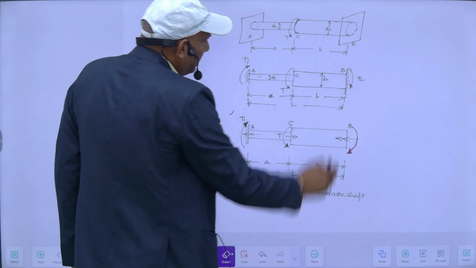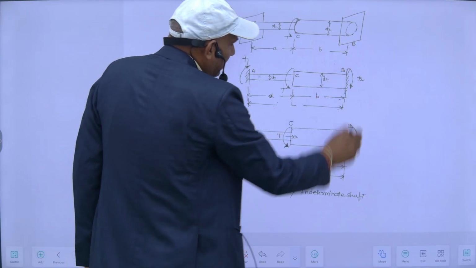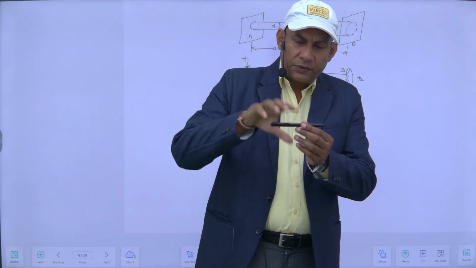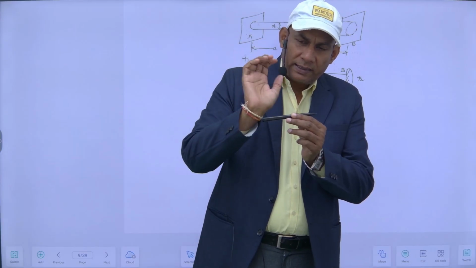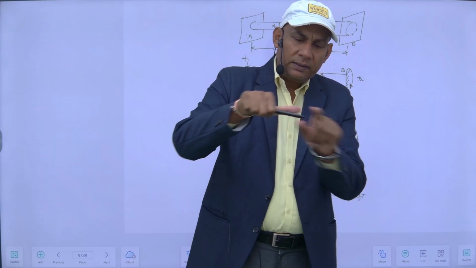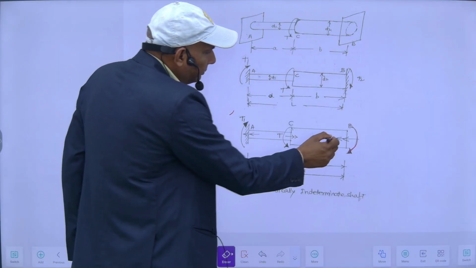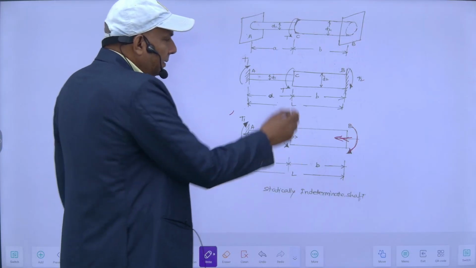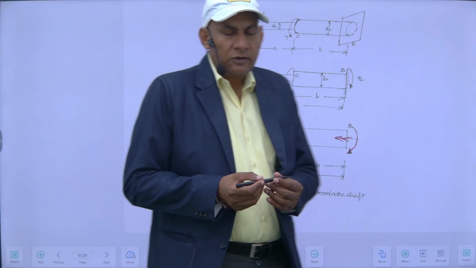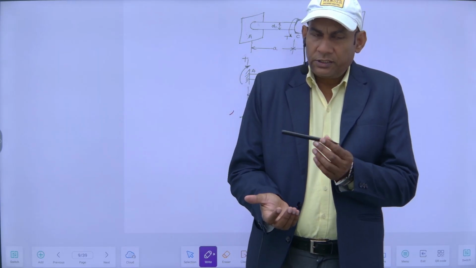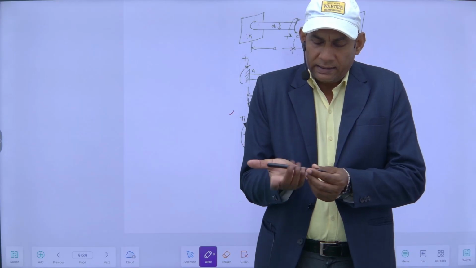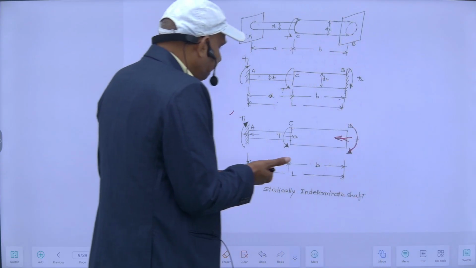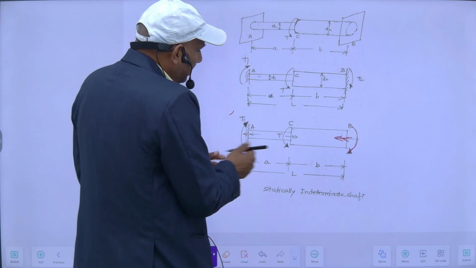So for this CD portion, this is clockwise. If you see, this is my right hand and this is the clockwise direction of the fingers, so my thumb will indicate the direction of the torque. This way I can plot it. And here it is anti-clockwise. Anti-clockwise means this is my right hand, put this shaft here, and this is the anti-clockwise direction. So this direction will be like this.